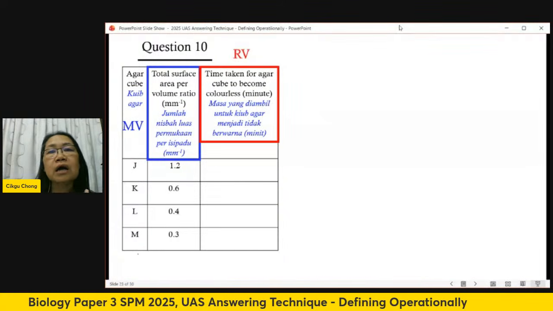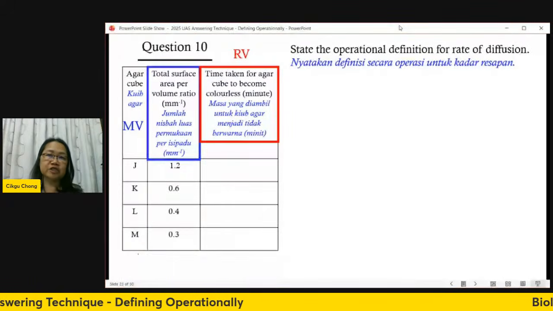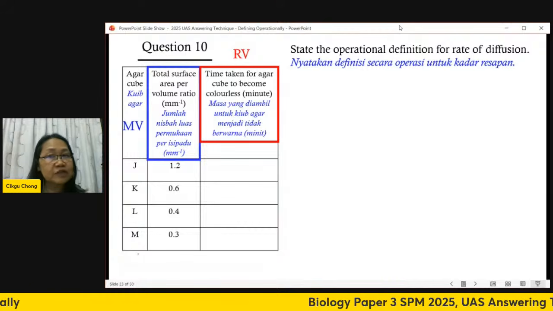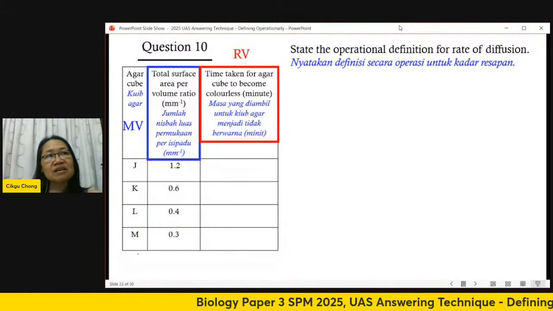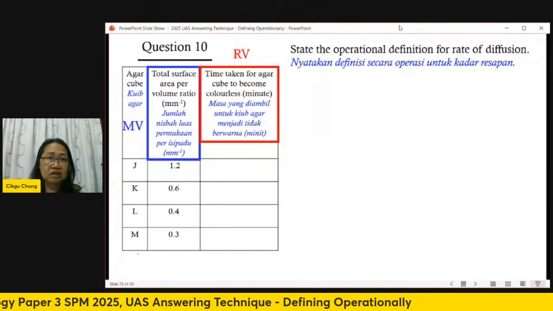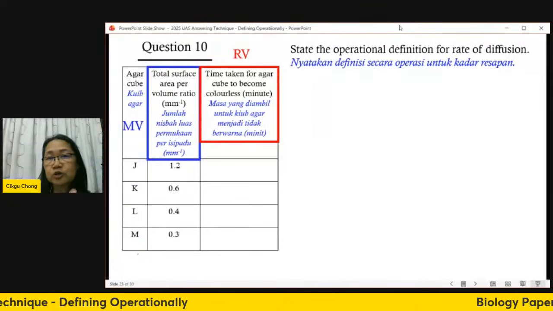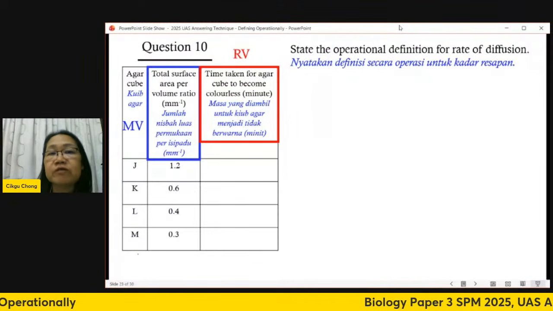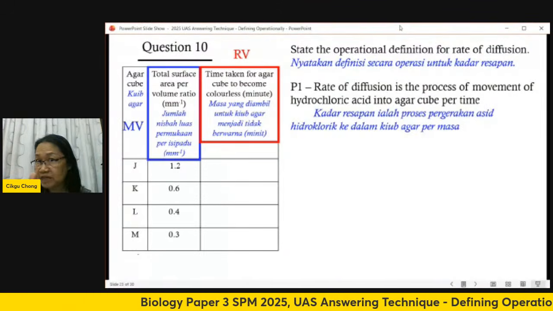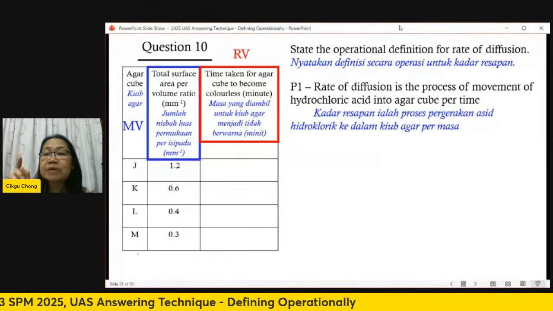Okay, so question. State the operational definition for rate of diffusion. Now, you see, just now the diffusion here, you cannot use the Visking tubing already, right? It's also diffusion, right? Not that one is Visking tubing, sucrose, water, capillary tube. You see, you're defining operationally, they cannot be used for all experiments. So here you have to write this. Okay, first, what is rate of diffusion? Rate of diffusion is the process. It's a process because diffusion is a process. But because you say rate is per time, you have to write per time.